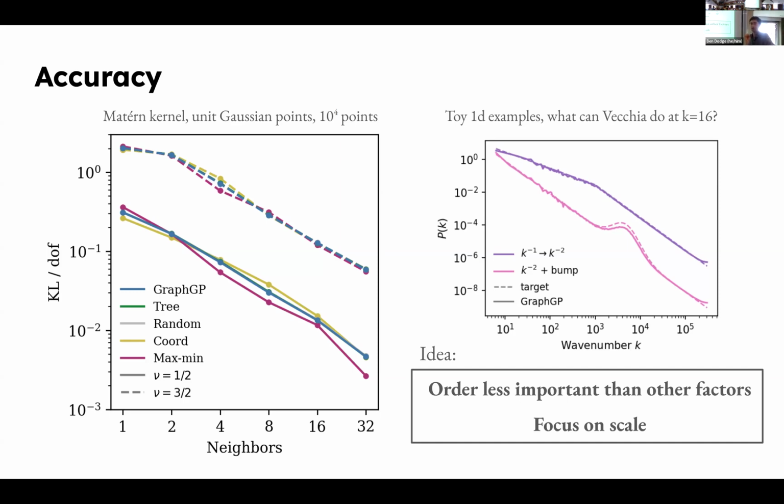Okay, any questions about accuracy, since I know there were some earlier? Yeah. If you knew there was a bump there already, would you choose a better order of preceding neighbors to try to recover performance?